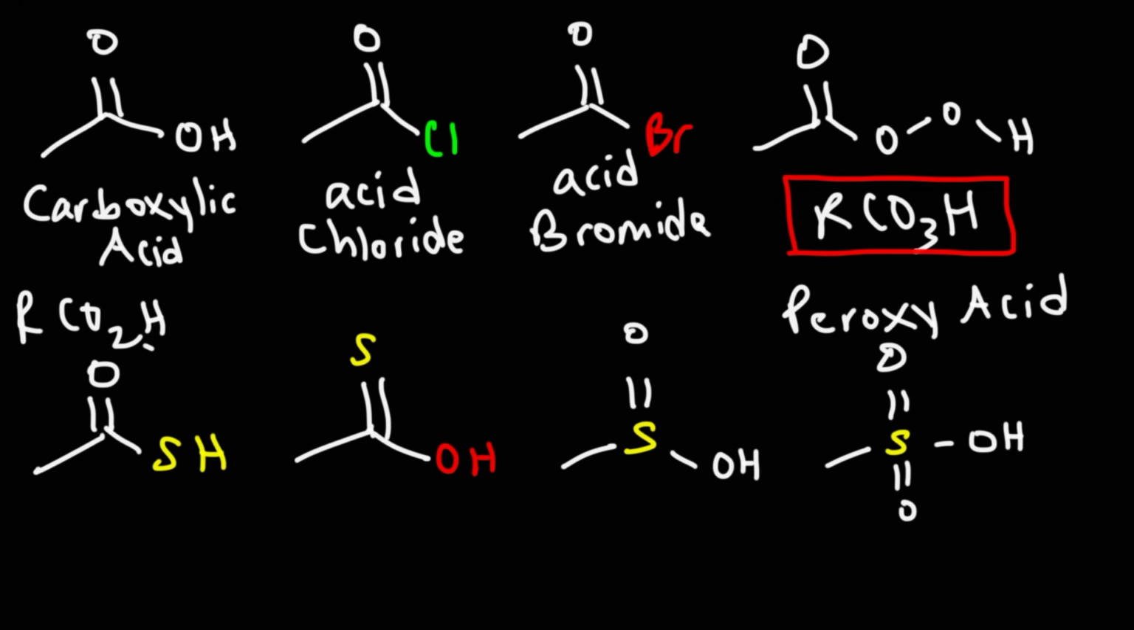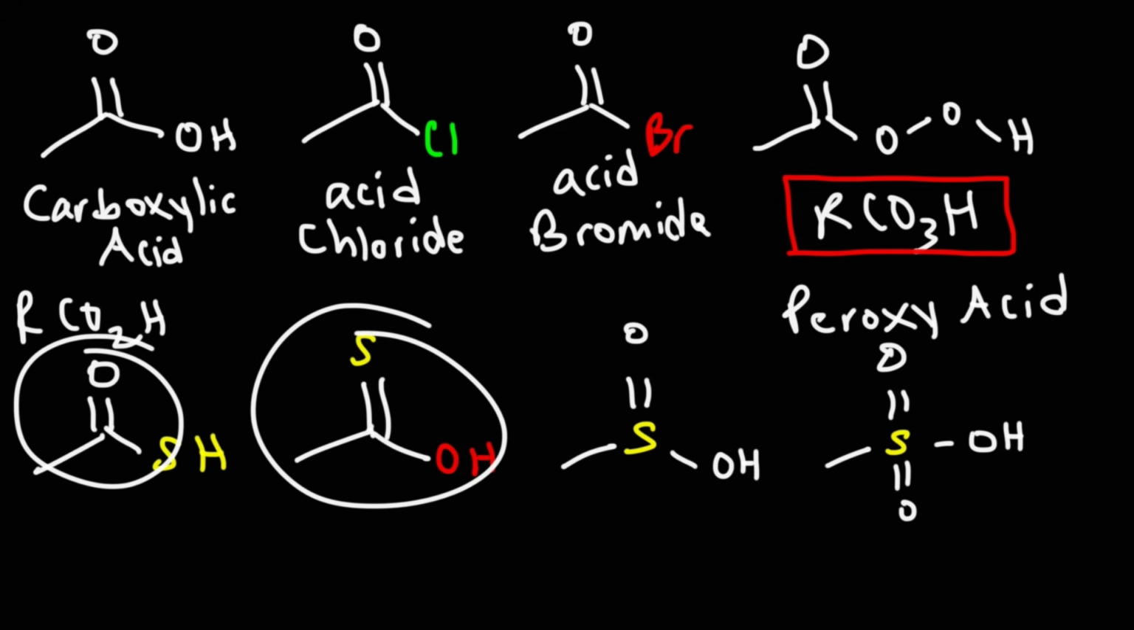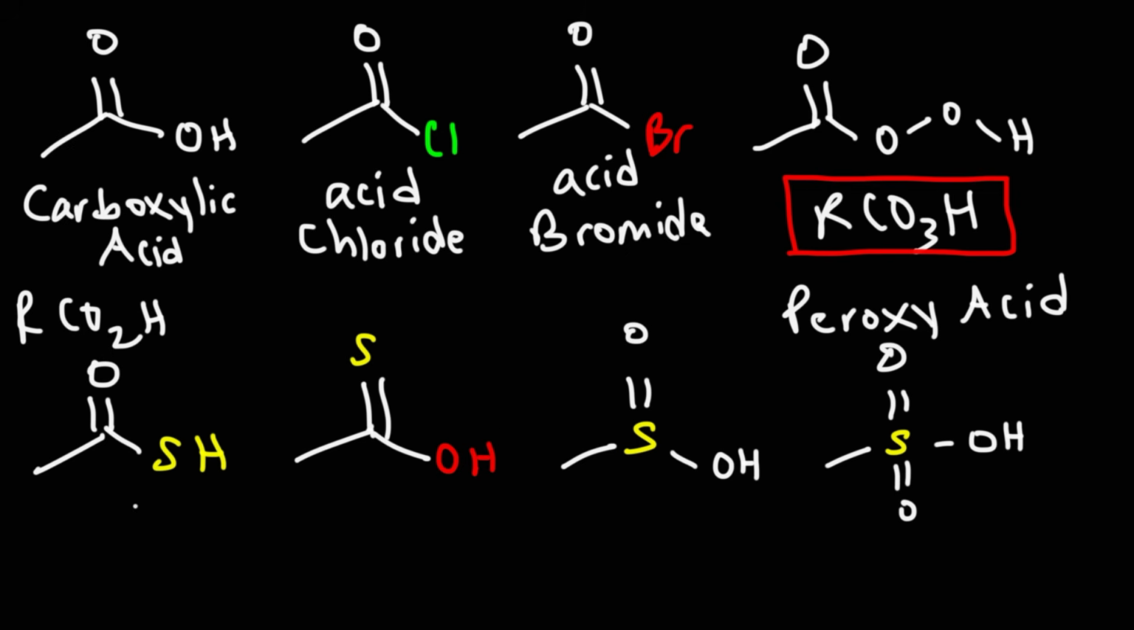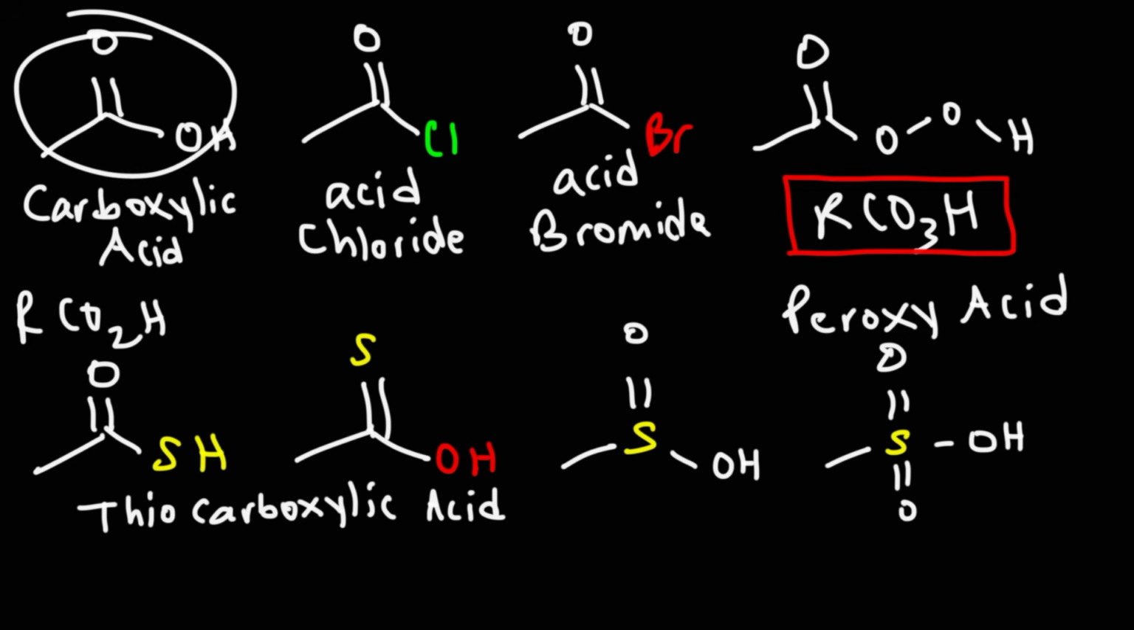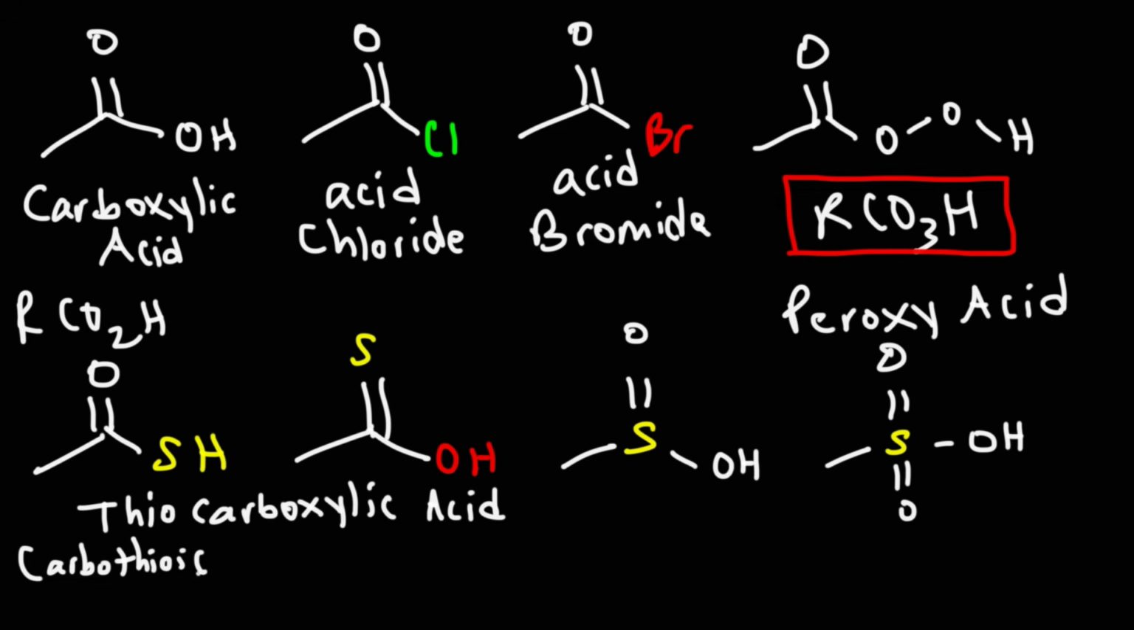So let's start with this one. Actually, these two, they have very similar names. They're both called a thiocarboxylic acid. You can refer to both of them as a thiocarboxylic acid. So if you see this carboxylic acid, just add thio to it. But how do we differentiate between these two? The one on the left is called a carbothioic S acid.